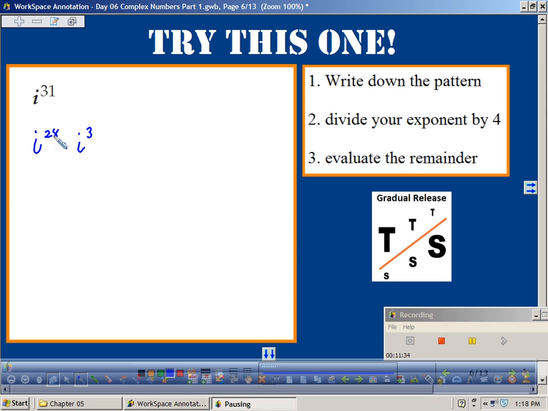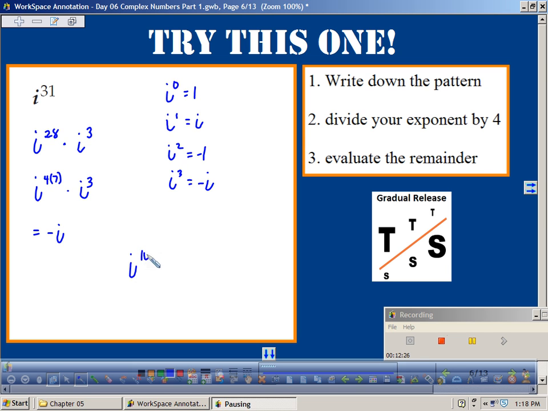Is 28 a multiple of 4? So this is actually i to the 4th how many times? 7, which means 7 ones, right? And what's i cubed? Negative i. If you can't remember that, you just quickly say i to the 0 is 1, i to the 1 is i, i squared is negative 1, i cubed is negative i. Pretty easy, right? You always factor in 4s.